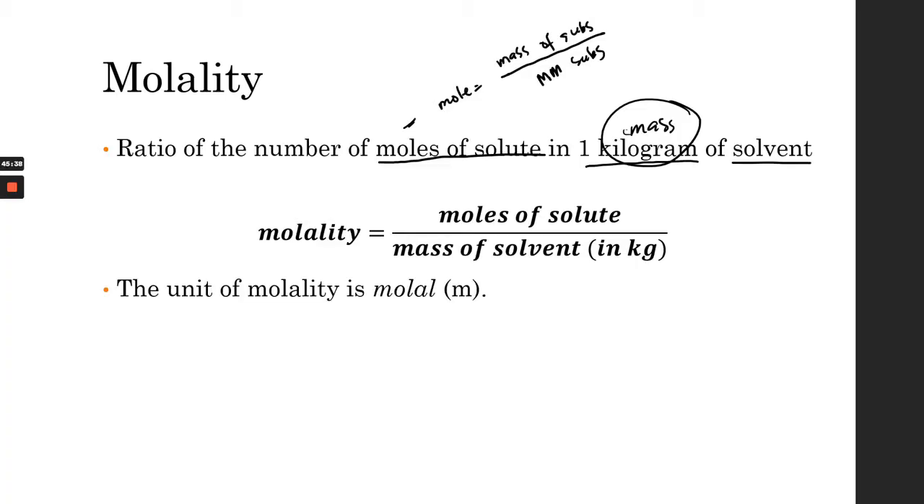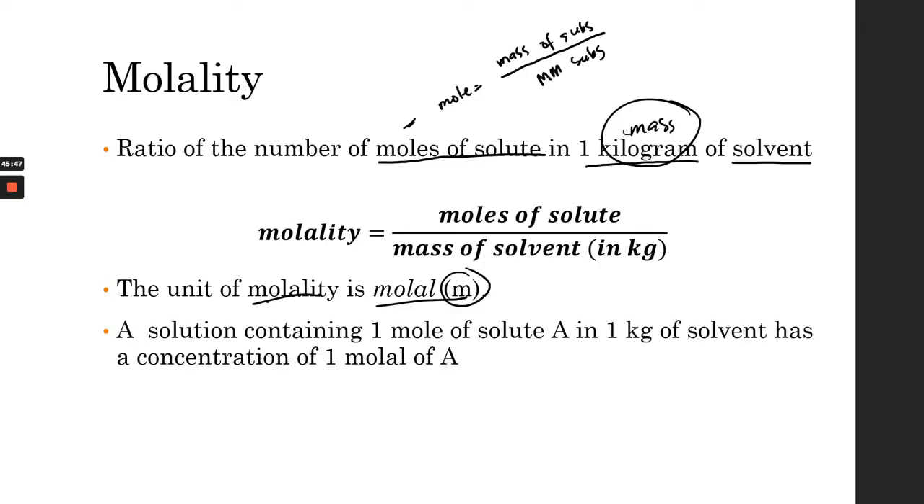First, you have to know that the unit for molality is molal, or use the small letter m. A solution containing 1 mole of solute A in 1 kilogram of solvent has a concentration of 1 molal of A. That is because we have 1 kilogram of solvent, and inside that 1 kilogram of solvent we have 1 mole of solute, in this case solute A, so that means 1 molal of A.